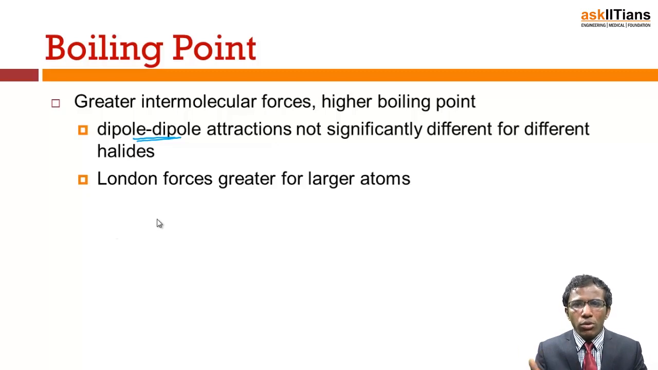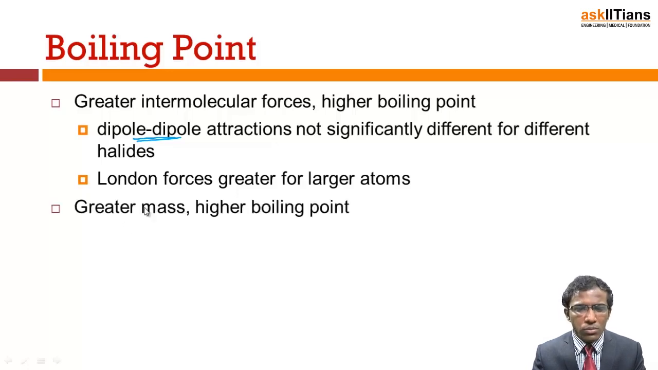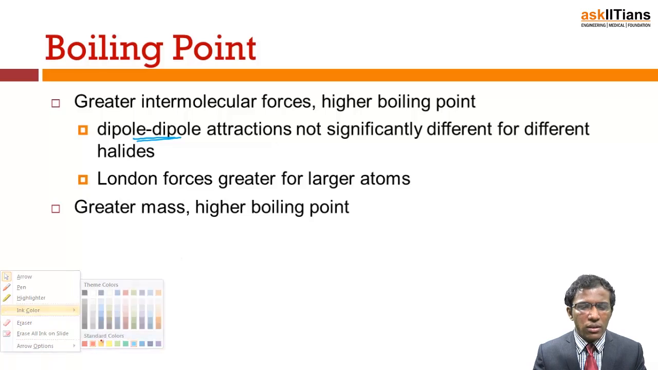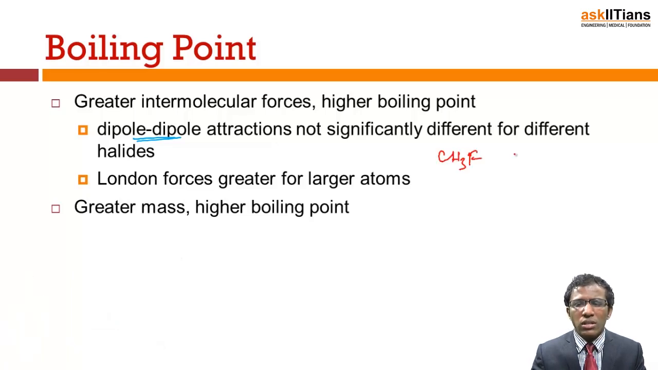We know that if you have more surface area, the magnitude of this London force or dispersion force will be high. So the London forces are going to play the major role here, not the dipole attractions, because they don't vary from one halide to another considerably. So if greater is the mass, higher is the boiling point, because the boiling point is proportional to the molecular weight. So if you take CH3F and CH3I, CH3I has more molecular weight, so definitely it's going to have a higher boiling point.